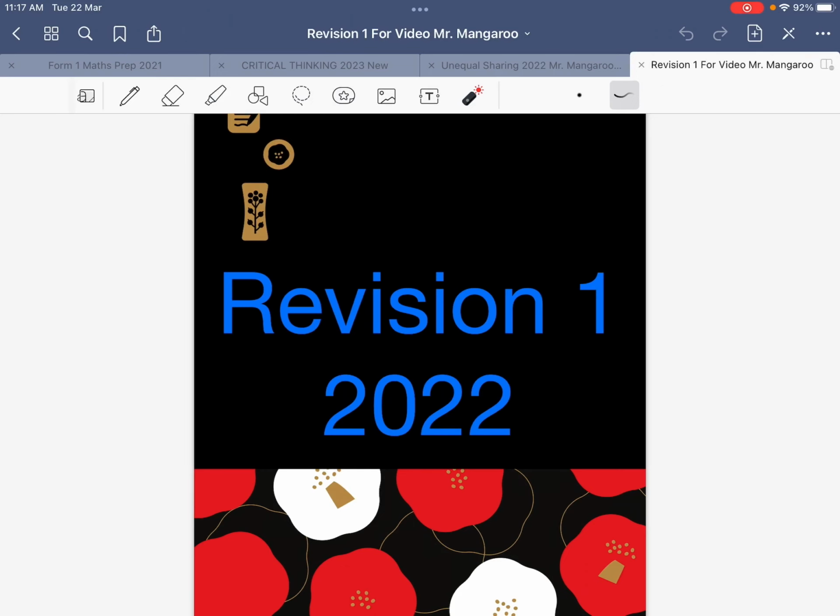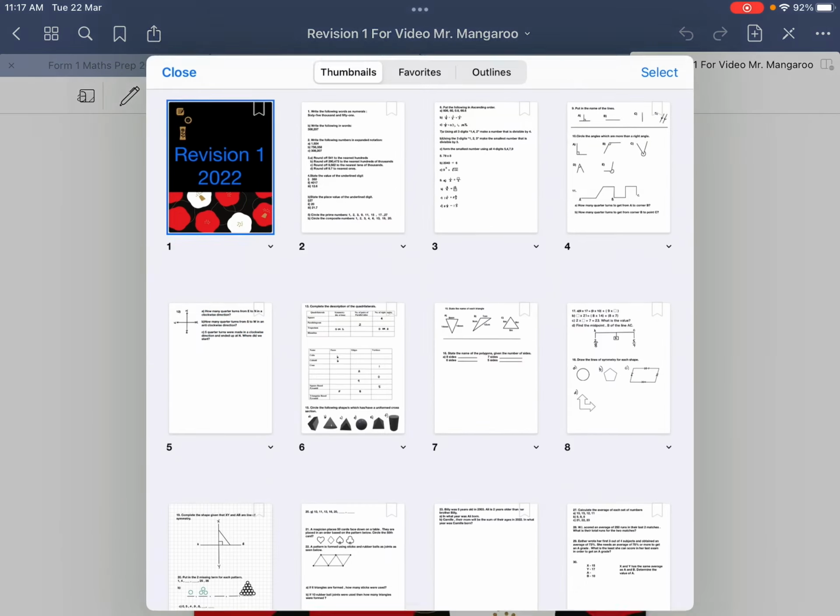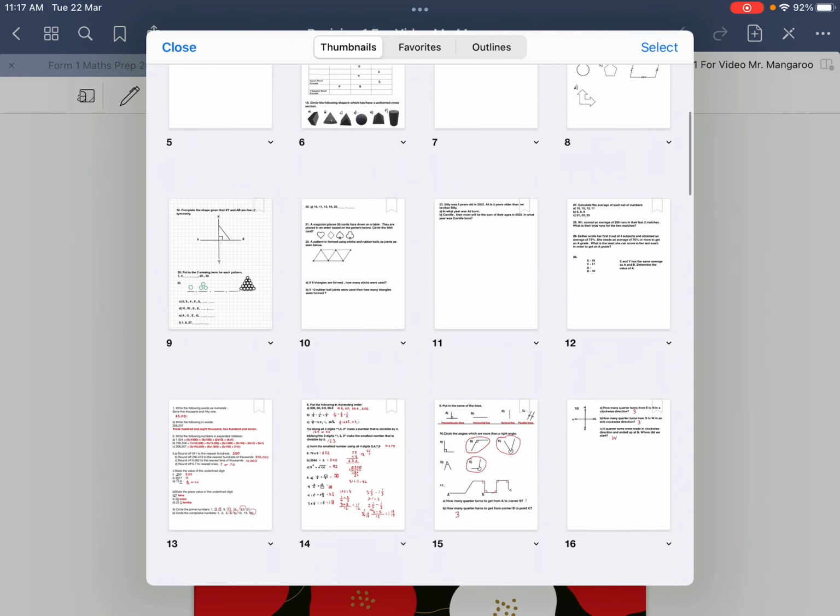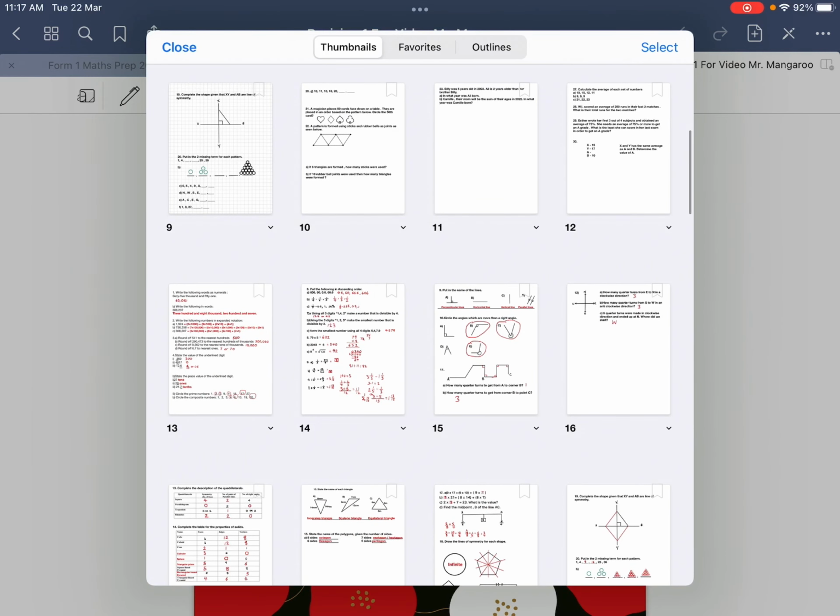This Revision 1 is geared towards covering the majority of the SEA Maths syllabus type questions. Before you look at the solution, please access the question paper and attempt all of the questions. Let's begin correcting.